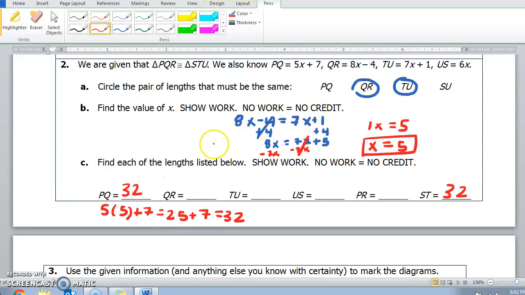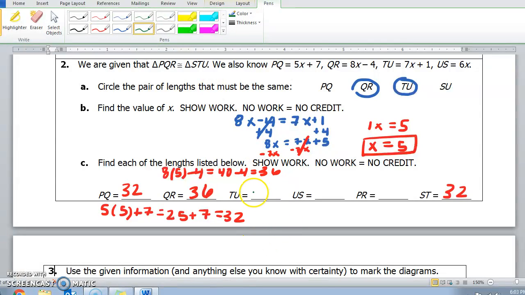Next, for QR, when I plug in my x of 5 for QR, I should get the same answer for TU since these were congruent, and I set up my equations stating that they were equal. So QR is equal to 8x, where x is equal to 5, minus 4. So we get 8 times 5 is 40, minus 4 equals 36. So QR is 36.